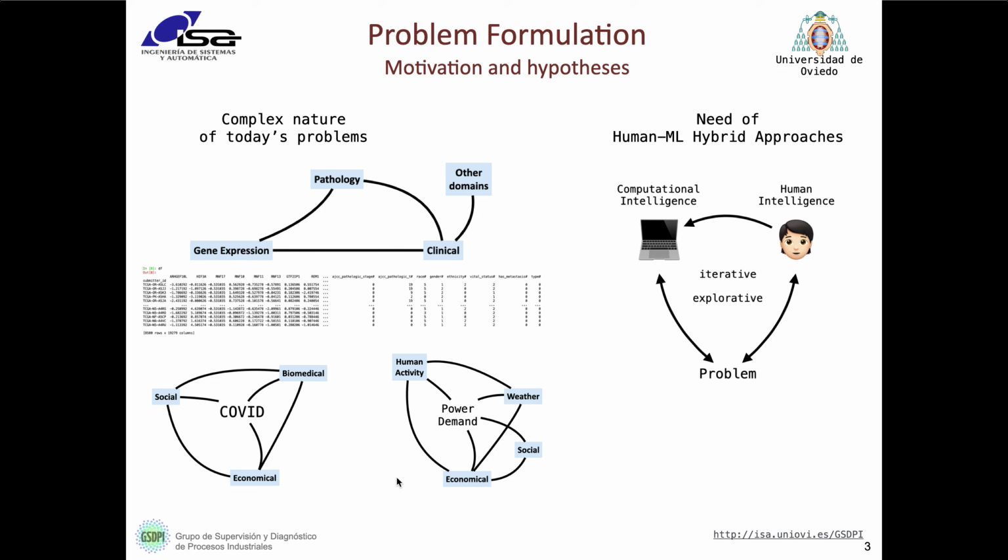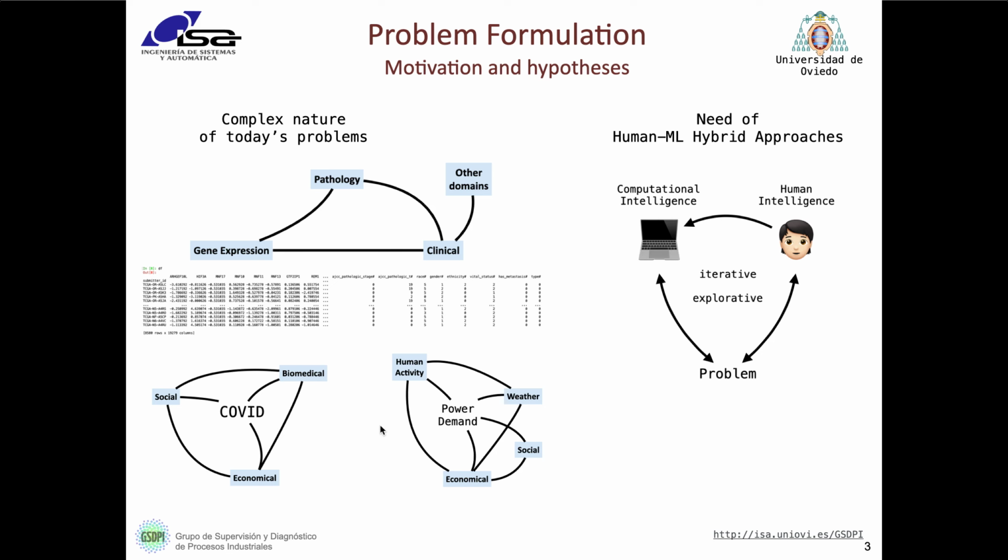Many problems today are complex and not directly addressable by machine learning methods. They have some ingredients that make them difficult to treat. They are ill-posed. The questions to be solved are not clear. They are multi-domain and strongly coupled, that is, they cannot be addressed from a single domain but in a holistic way. Examples of these problems are cancer genomics, COVID pandemics, power demand analysis.